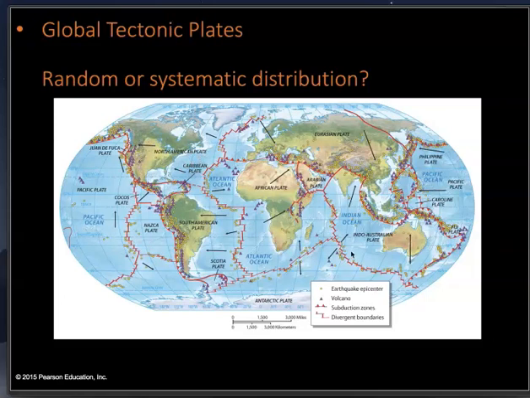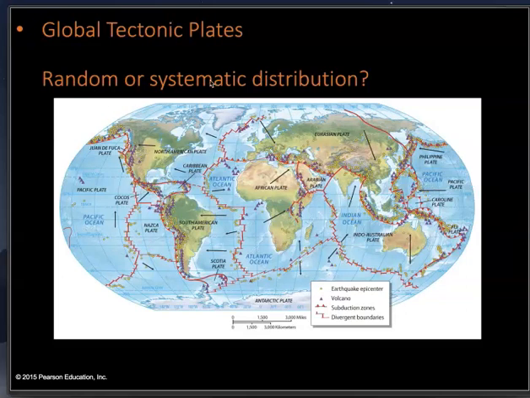And where are they clustered together? Well, they're clustered together where you have what's called a convergent plate boundary. We'll learn about convergent plate boundaries here really soon. You have to have a convergent plate boundary in most places to get the development of volcanic mountains. They're not just randomly distributed. They're put in place where you have a certain condition, like a convergent plate boundary. Okay?